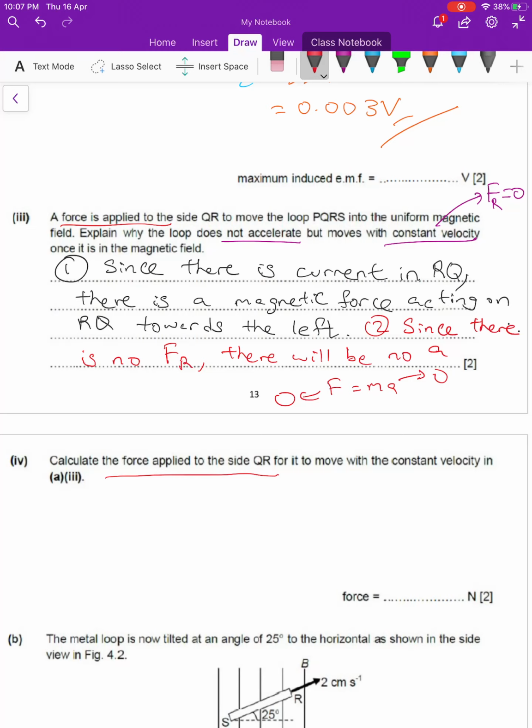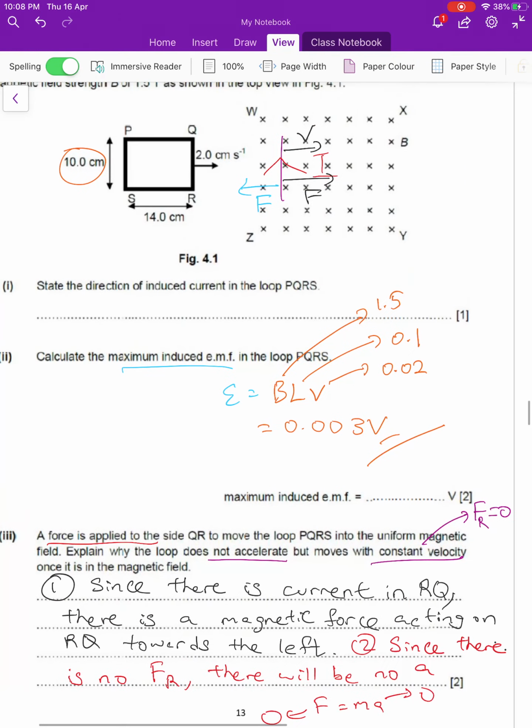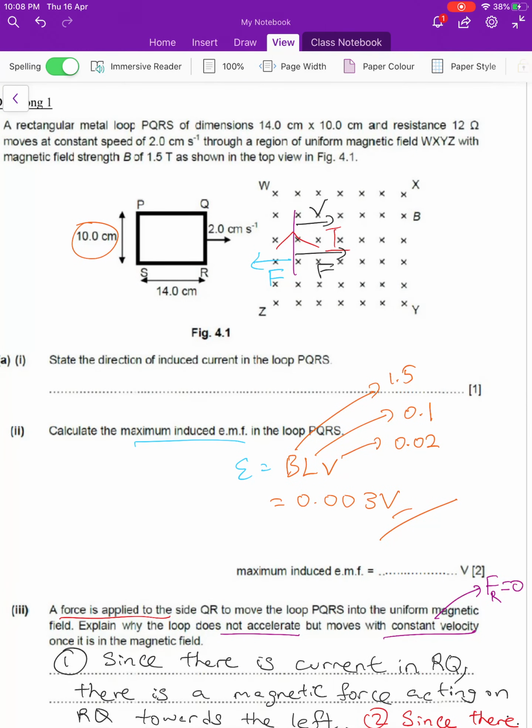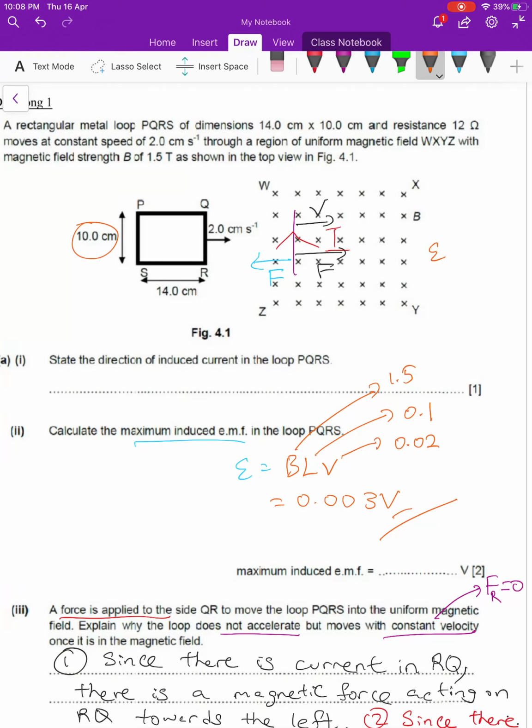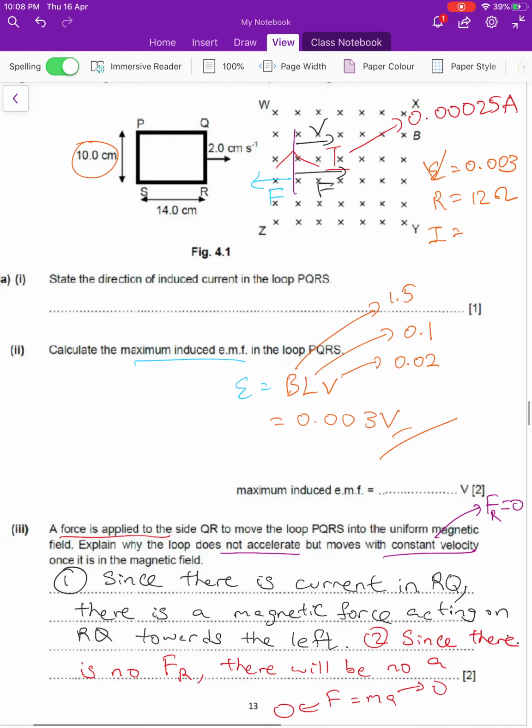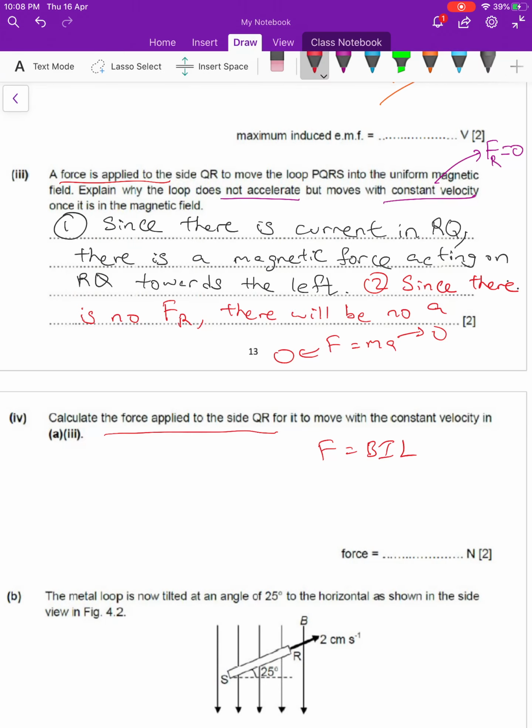Okay, so part 4, calculate the force applied to QR to move with constant velocity. We need to recall electromagnetism from lesson 16, F = BIL. First, we know the induced EMF is 0.003. My wire has resistance R of 12 ohms. So for my current, I use R = V over I. You get a current of 0.00025 ampere. So my current is now 0.00025 ampere.